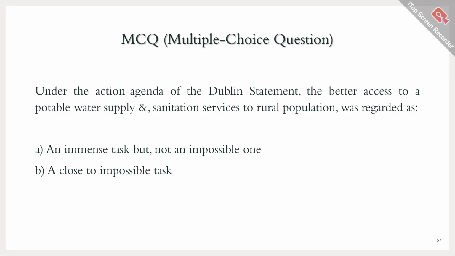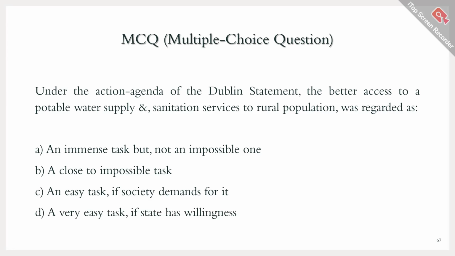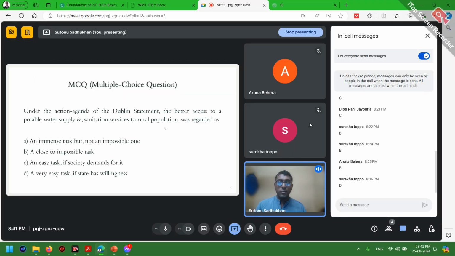Option B is a close to impossible task. Option C is an easy task if society demands it, and option D, a very easy task if the state has willingness. So sometimes you can see that the demand of the society or the willingness of the state can make a task easy. And easy for whom? That is also another question. Okay, so we'll focus on our MCQ. What was the action agenda of the Dublin Statement?